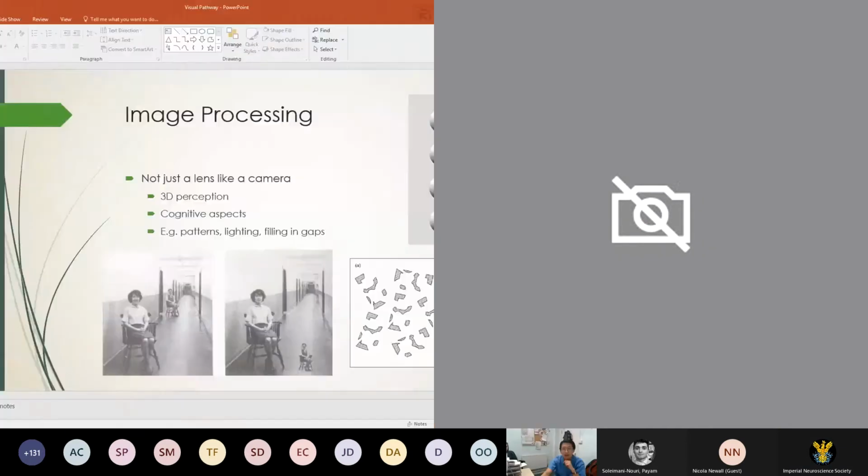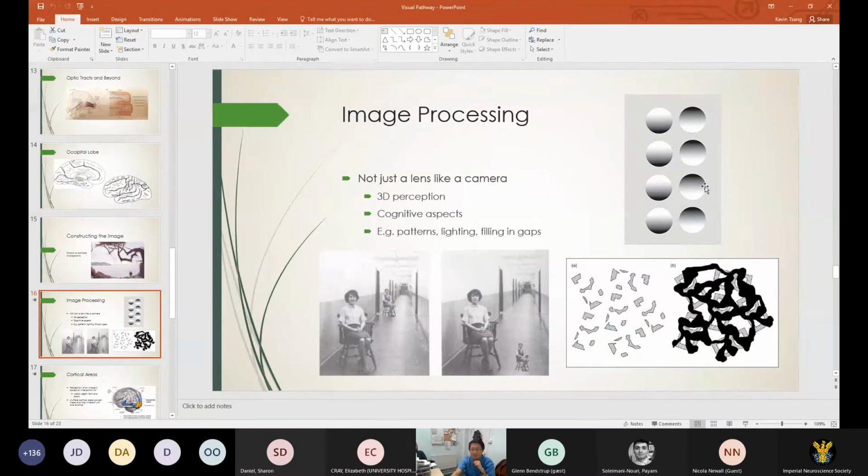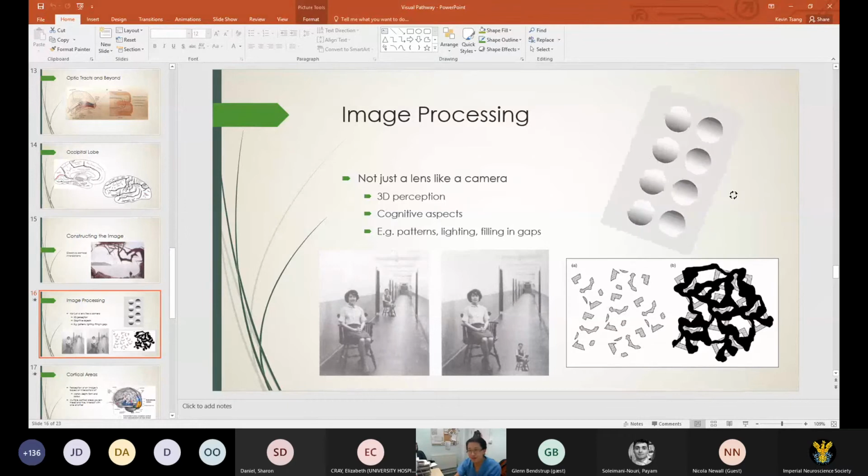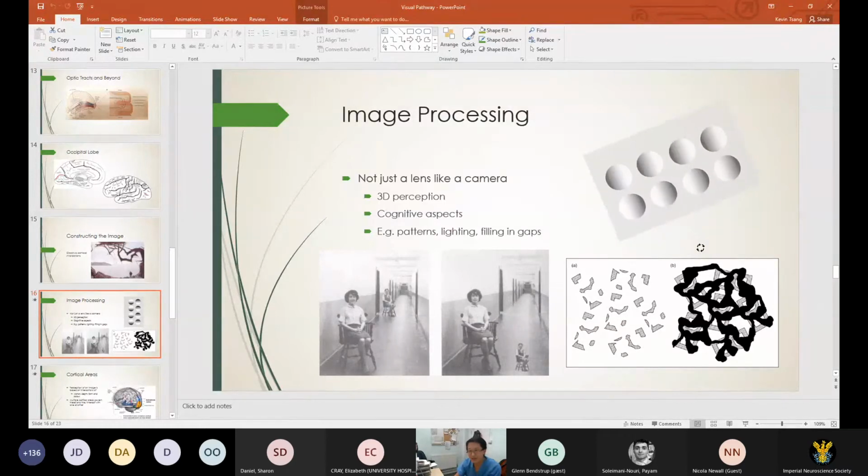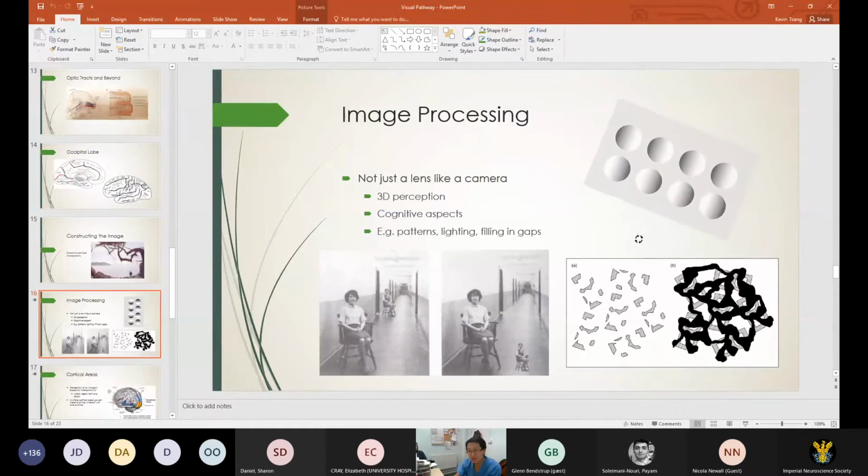Here, let's see. You can see the slides now? Yeah, cool. So look at this again. This side looks like it's coming out of the screen. This side looks like it's indenting. But as I rotate this slowly, just follow the balls. You can see as I change around, can you see how they all now look very much the same?